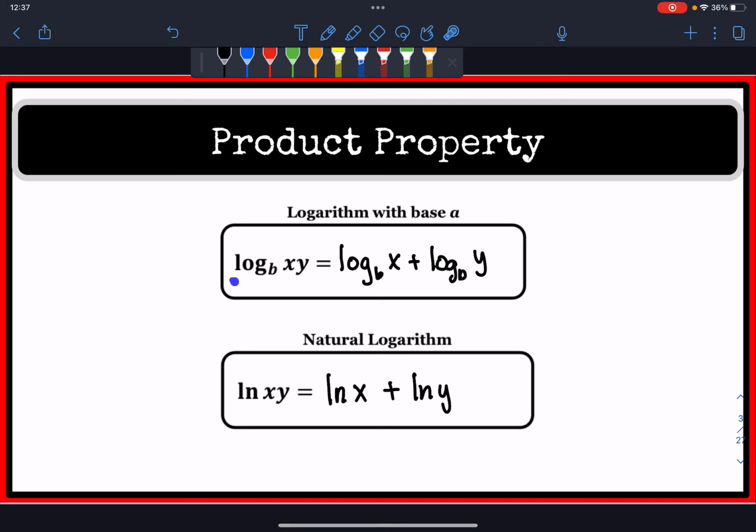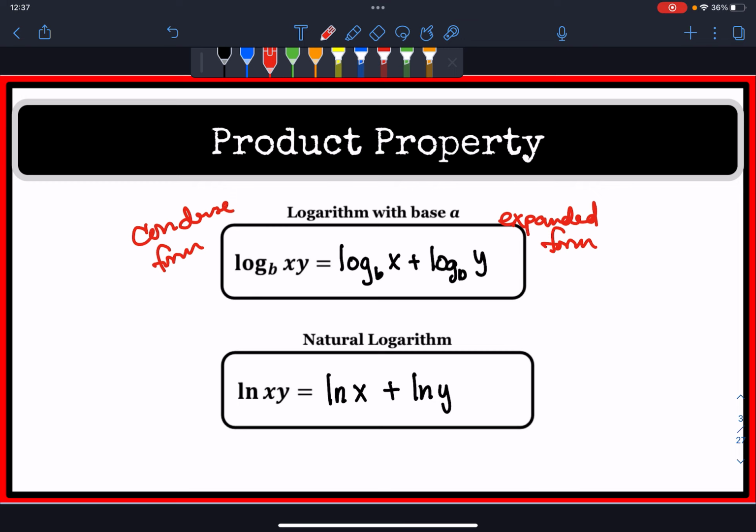Now, when we change the logarithmic expression from this to this notation, this is called expanding it, because you're expanding the number of logs from 1 to 2. And when you go from the right to the left, that's called condensing it. So this is the expanded form, and this is the condensed form on the left.